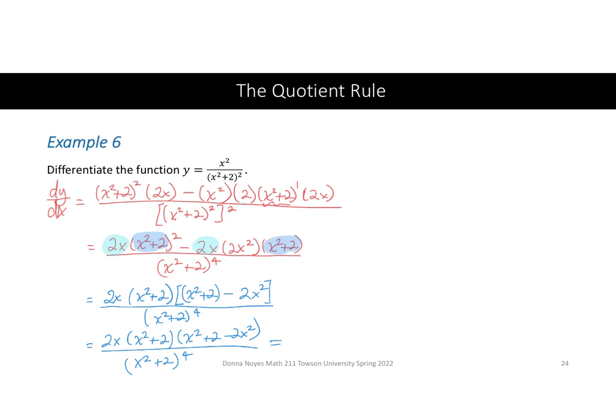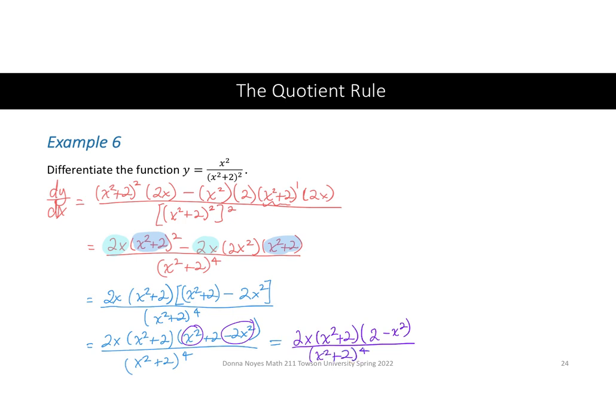Now we've got an x squared minus 2x squared. So if I have 1 minus 2, this is where it might throw some of you off. Let's copy these guys down first. 1x squared minus 2x squared is going to give me a negative 1x squared. So I'm just going to write it as 2 minus x squared. And then on the denominator, we have x squared plus 2, quantity to the fourth.